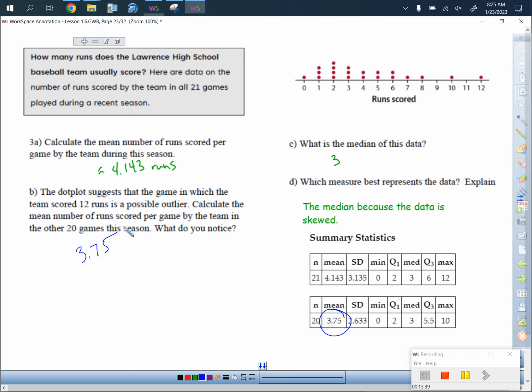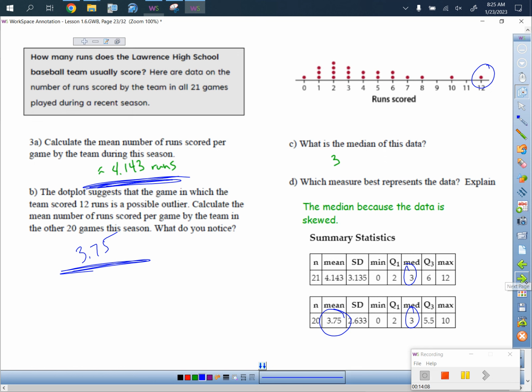What happened to the mean when we got rid of a high outlier? Did the mean go up from what it was before? It was 4.143. Then it went to this. Did it go up or did it go down? When you get rid of a high outlier, what will happen to your average? It'll go down. Right? So you see that the median, though, didn't change at all.